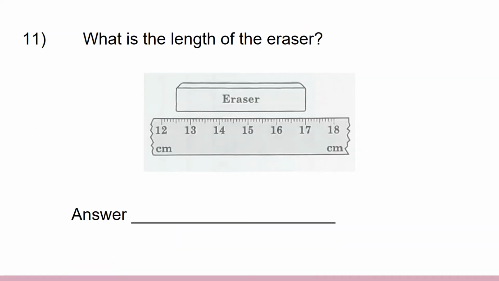Question number 11. What is the length of the eraser? There are 2 ways we can do this. We can simply check it on the ruler. This is a half. From 13 to 14 it's 1. From 14 to 15 is 2. From 15 to 16 it's 3. From 16 to 17, where it ends, it's 4.